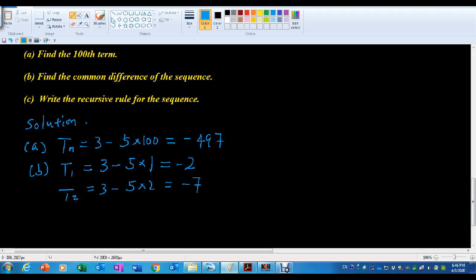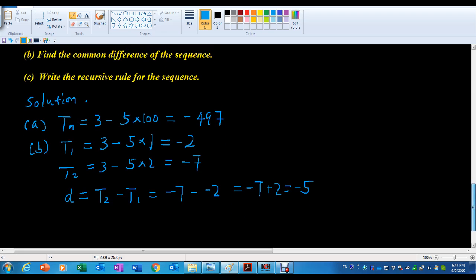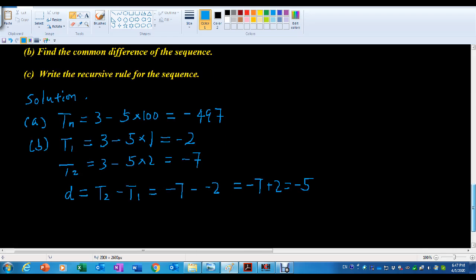You see that's minus 2 and minus 7. How could we find the common difference? Remember, for the common difference you always use a term and take away its previous term. If you use T1, it has no previous term, right? But if you use T2, its previous term is T1. So let's use T2 minus T1. So it's minus 7 minus (minus 2), so it becomes minus 7 plus 2, that's minus 5. So the common difference is minus 5.